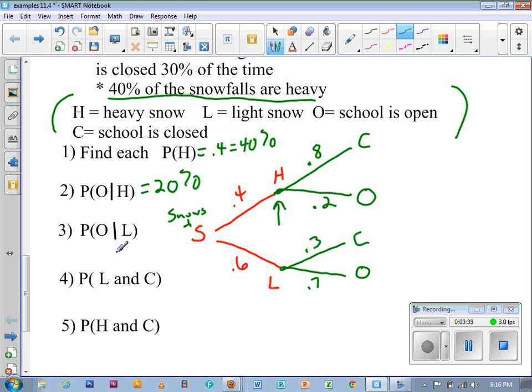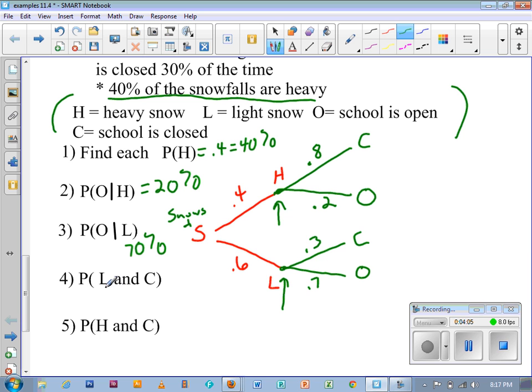Just likewise with number 3, we calculate the probability of being open given the fact it's light snow. Again, we're jumping here now, and since we're assuming it's snowing out and it's light, the probability of being open there would be 70% or 0.7. And then we calculate number 4. Now, you'll see 2 and 3 are good examples of conditional probabilities.